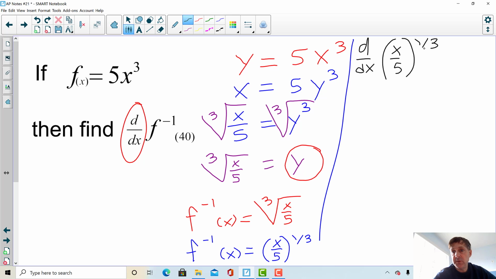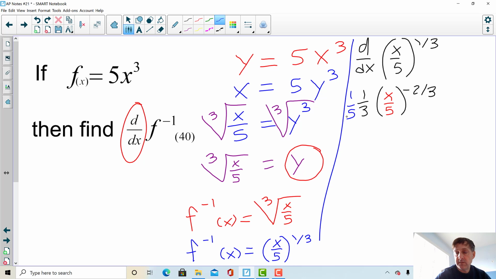Okay, now we can do the derivative. The 1/3 would come down. The new power would be 1 less. And because the inside was not just an x, it's an x over 5, so we're going to have to do the derivative of x over 5, and that would give us a 1/5. So the 1/5 is basically the chain rule.